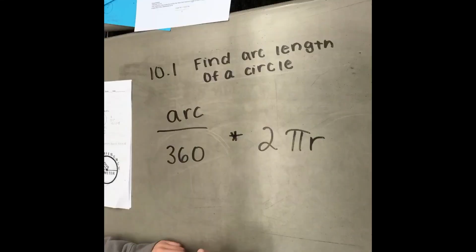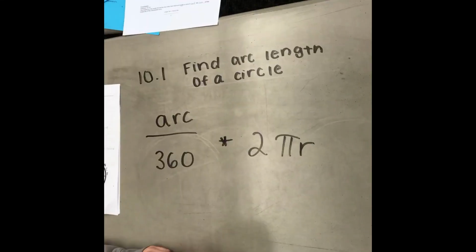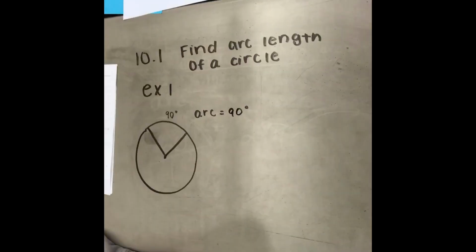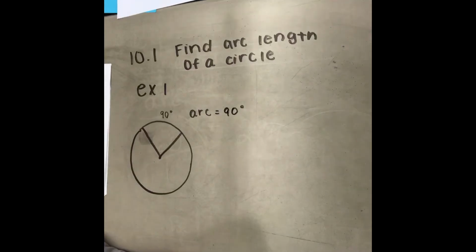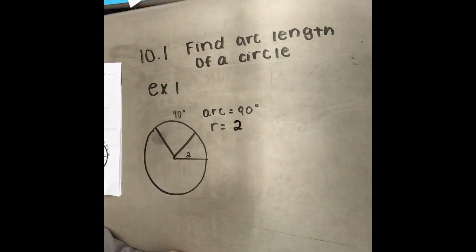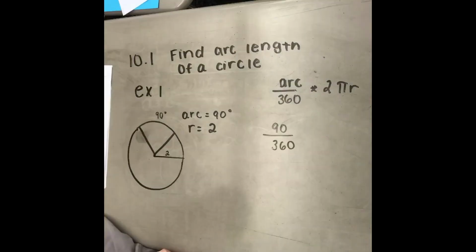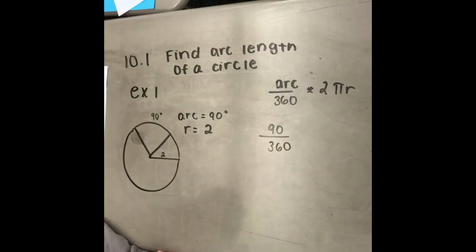Now we're going to find the arc length of a circle. The equation for arc length is arc over 360 times 2 pi r. For the first example, the arc is 90 and the radius is 2. So you're going to plug that into your equation, arc over 360 times 2 pi r.